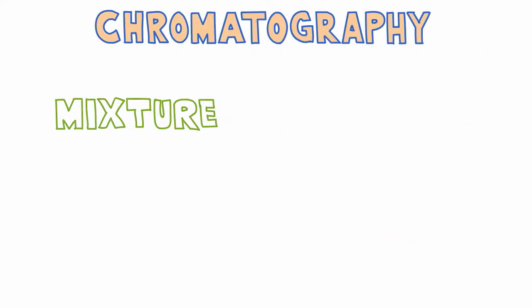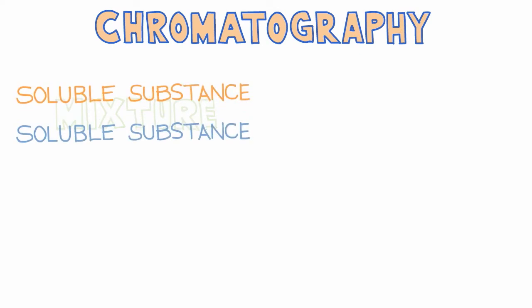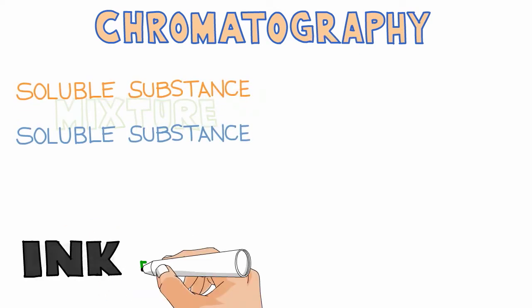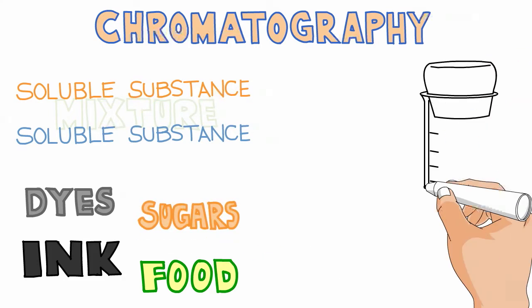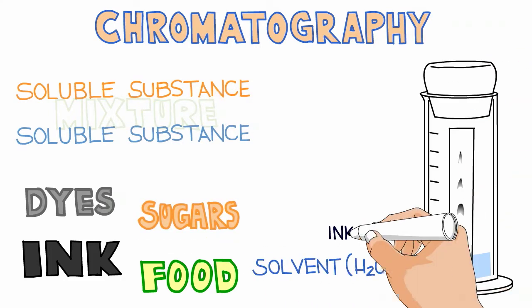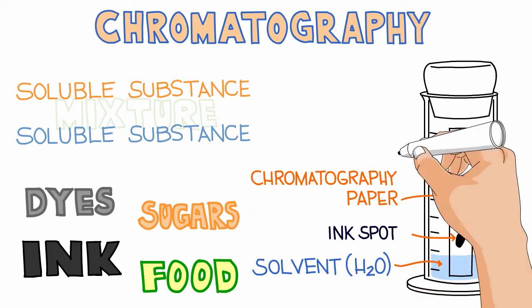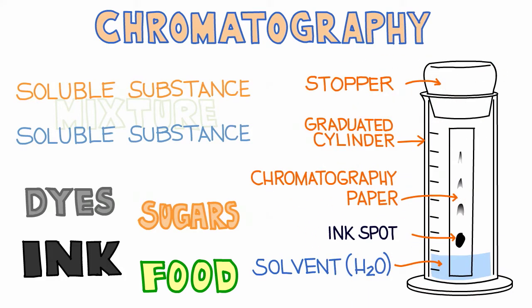Chromatography. Chromatography can be used to separate a mixture of soluble substances. It is used to check the dyes in ink or the sugars in foods. In this example shown, the solvent travels up the chromatography paper, carrying some dyes further than others, thereby separating them.